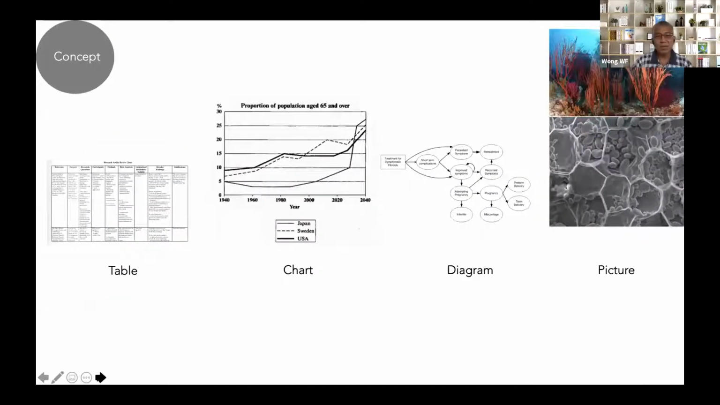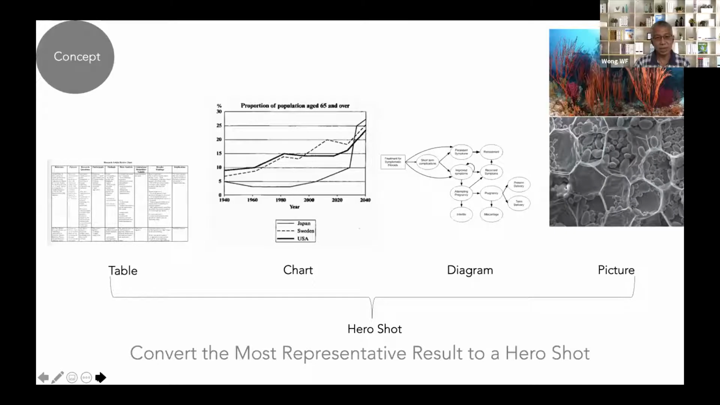So what happens if, let's say, you come to the point and say everything is not possible? Well, in that case, the best thing to do is relook at your paper and make sure you find something interesting in your paper that is not words. Now, if your paper is just a bunch of words, I guess it is quite challenging. But if your paper does have a table, chart, diagram, or pictures, the attempt is to choose something that is the most representative and turn it into a hero shot. I'm going to talk a little bit about hero shot soon, because hero shot is an important concept.